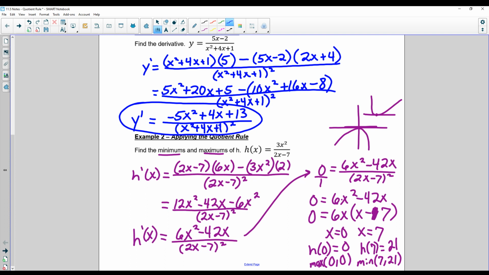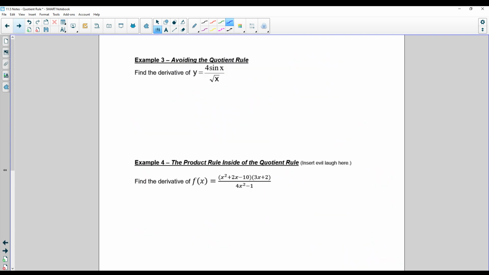All right, let's go ahead and go to the other side. Now this one, example 3, I want you to learn how to avoid the quotient rule when you can. We're not even going to do this whole problem, but you can rewrite this to avoid the quotient rule. So what I would do right away on this one is set it up to do the product rule instead. I can bring this x to the 1/2 to the top as x to the -1/2. So I'd rewrite this problem as 4x to the -1/2, and then I have sine of x.